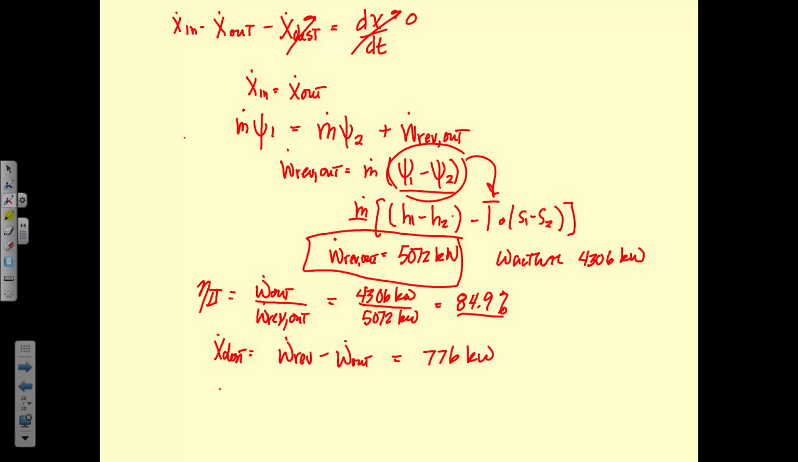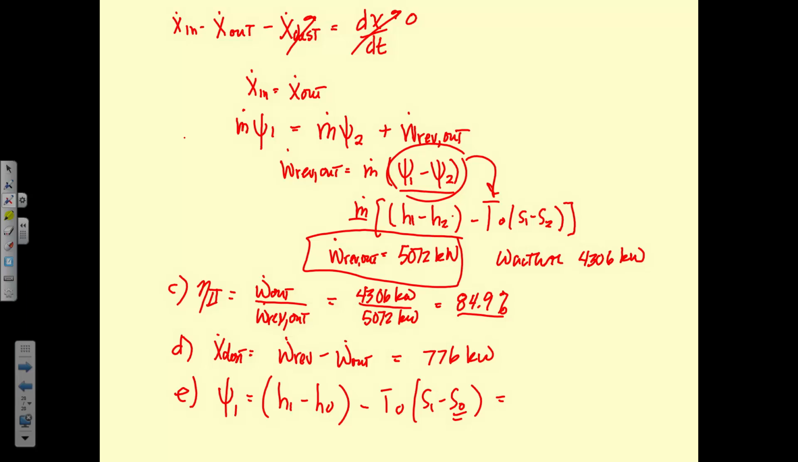And then if we want to find the exergy of the inlet state, this is part E, D, C, it's just equal to H1 minus H naught, so we're comparing it to the dead state, minus T naught times S1 minus S naught. Okay, so we looked up all the property values for that. We looked up the property values of this liquid at the dead state. So we find that it's 12.38 kilojoules per kilogram.